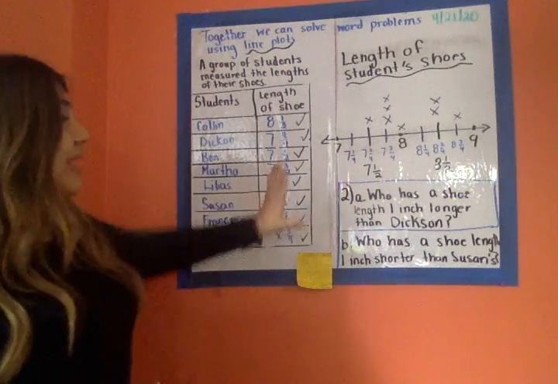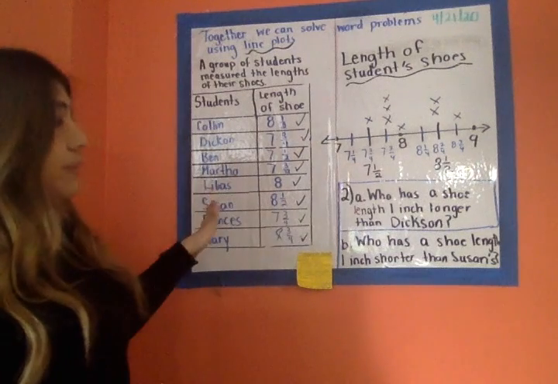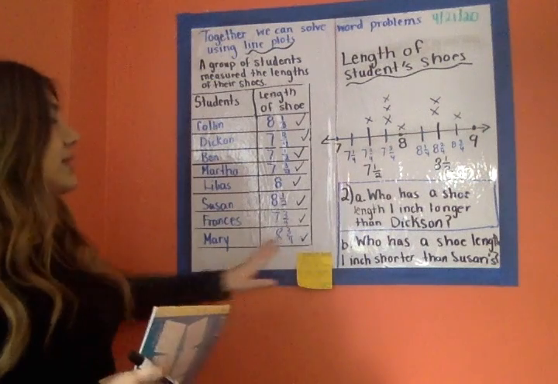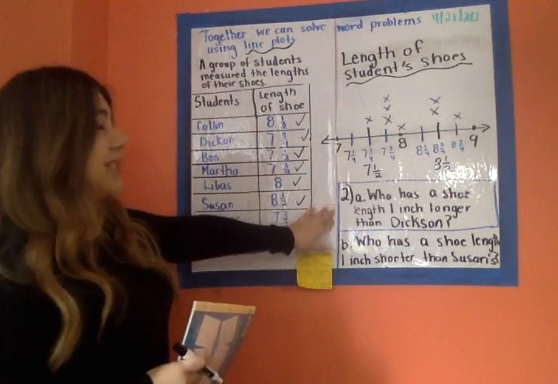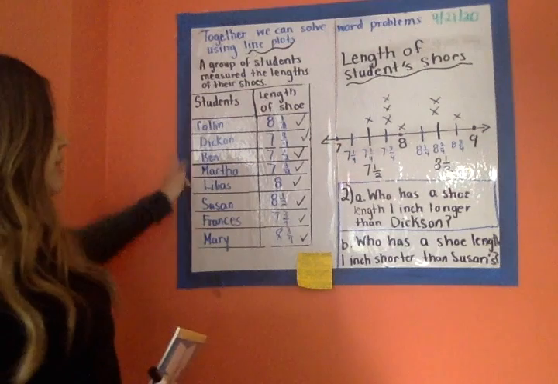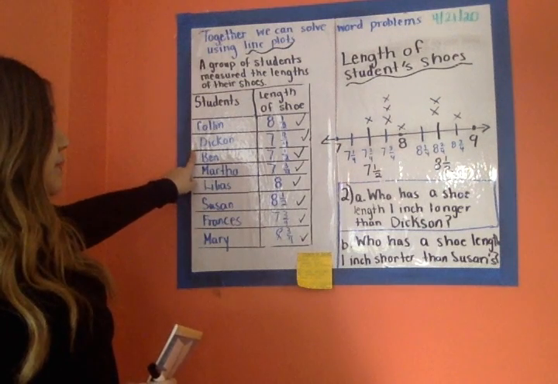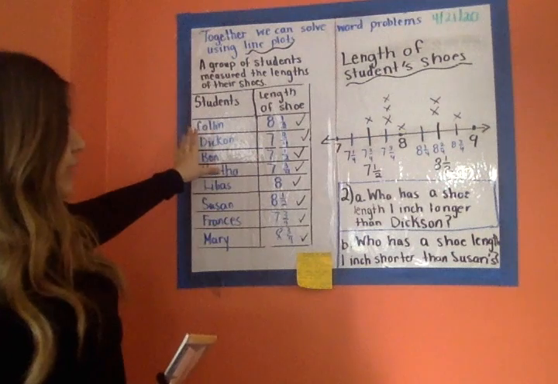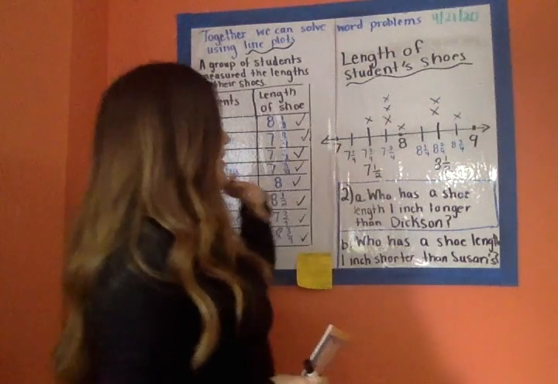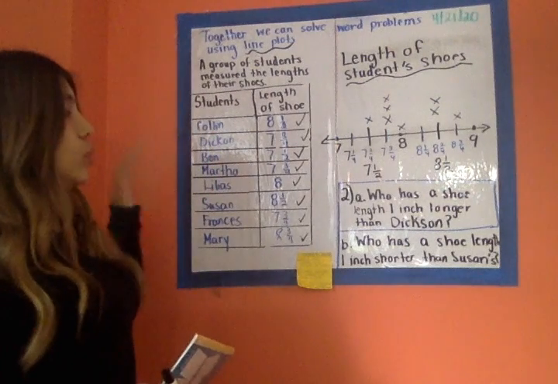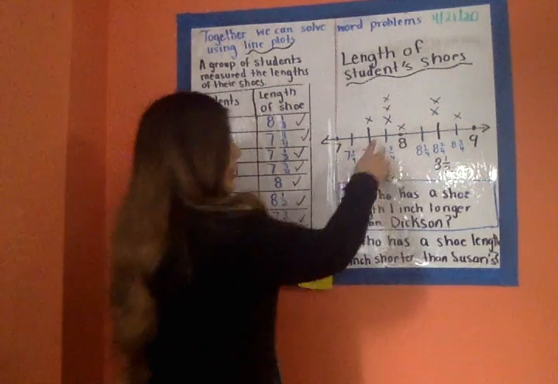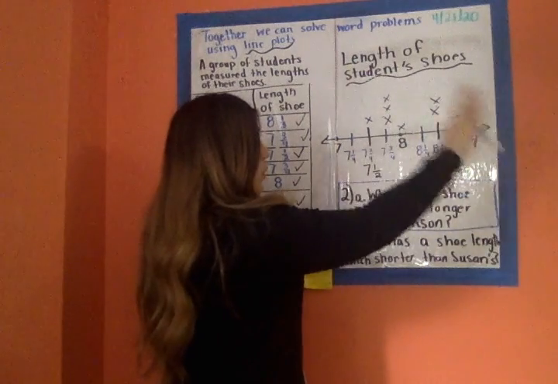Last but not least, the purpose of this lesson is to be able to use this information, and also understand how to interpret this information, right? So we're going to read 2A together. It says, who has a shoe length 1 inch longer than Dixon? And so this is quite interesting because I need to realize, well, if Dixon is here, and his shoe size was 7 3/4, I'm thinking to myself, whose shoe size is 1 whole greater than Dixon? And so it's not going to be 1/4 greater, it's going to be 1 whole number.